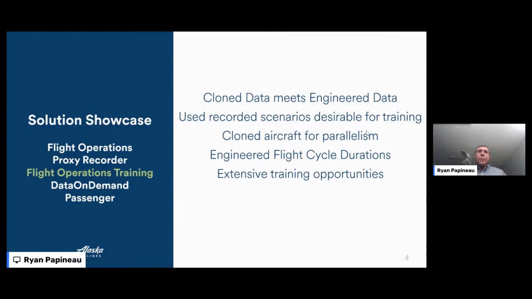We were able to record scenarios, but the training team came to us and said, we need all these scenarios. We need to train a lot of people at once. And we want these bits and pieces out of the environment. So, just so you know, this is a future slide. I'm going to show you the UI and what this solution really looked like. So we ended up cloning, creating synthetic aircraft so we could handle parallelism, but then also using, I'll call it the engineered data approach, for creating condensed flight durations. And this gave us very extensive training opportunities, which I'm going to go into more here in a few minutes.